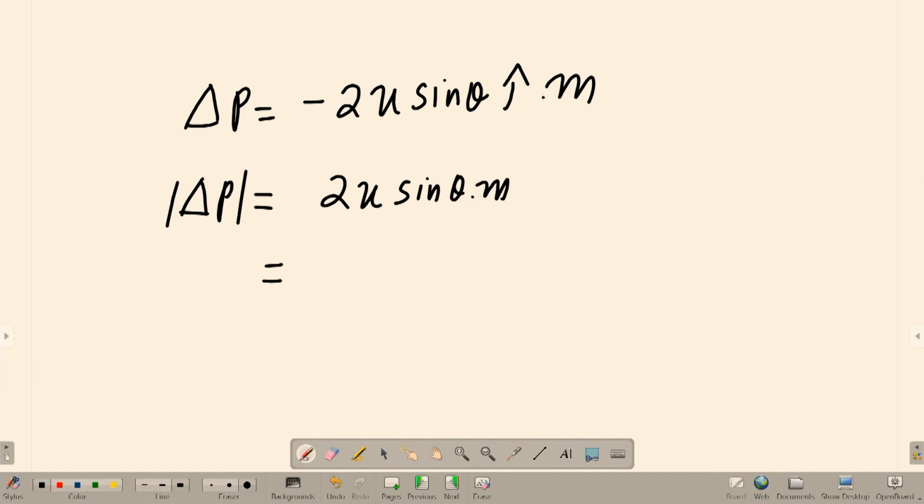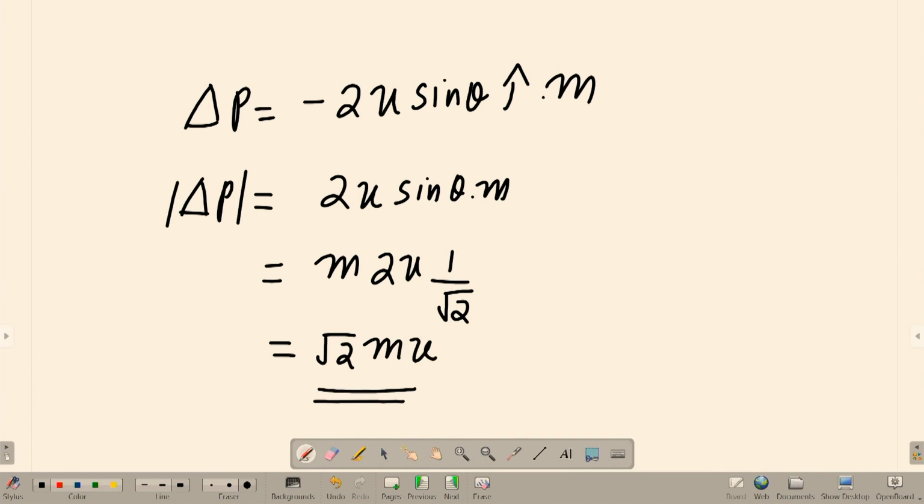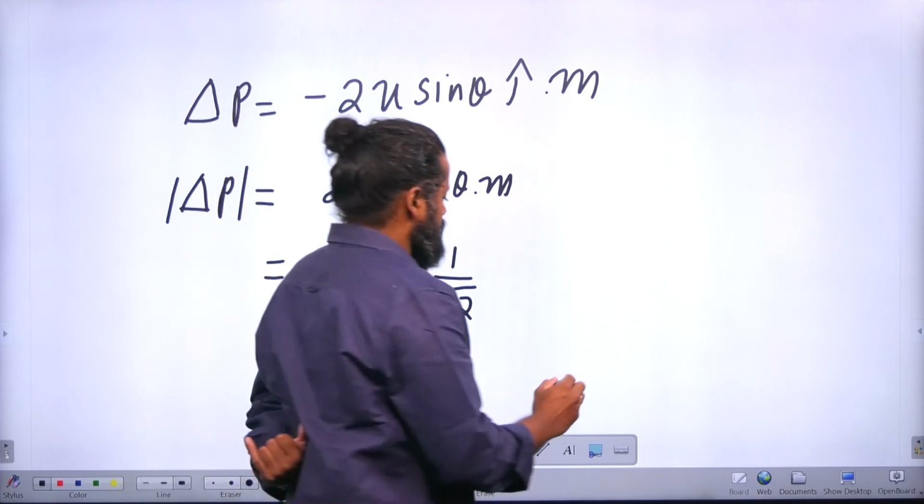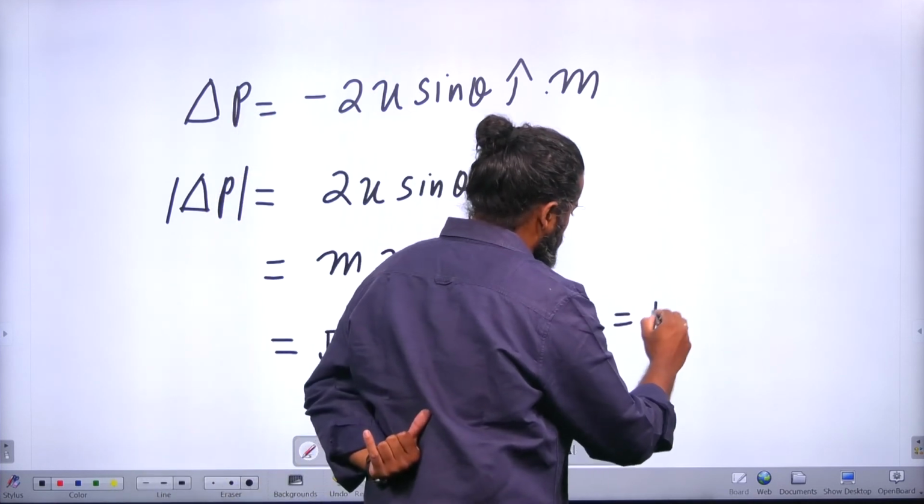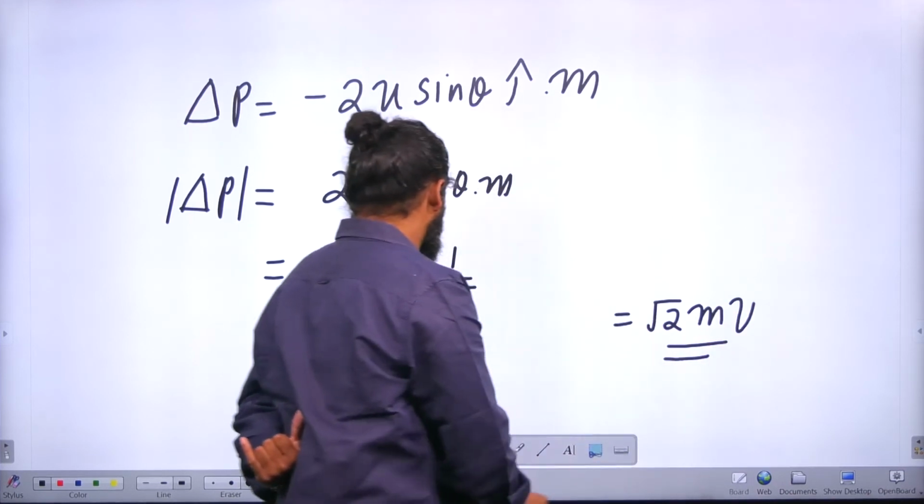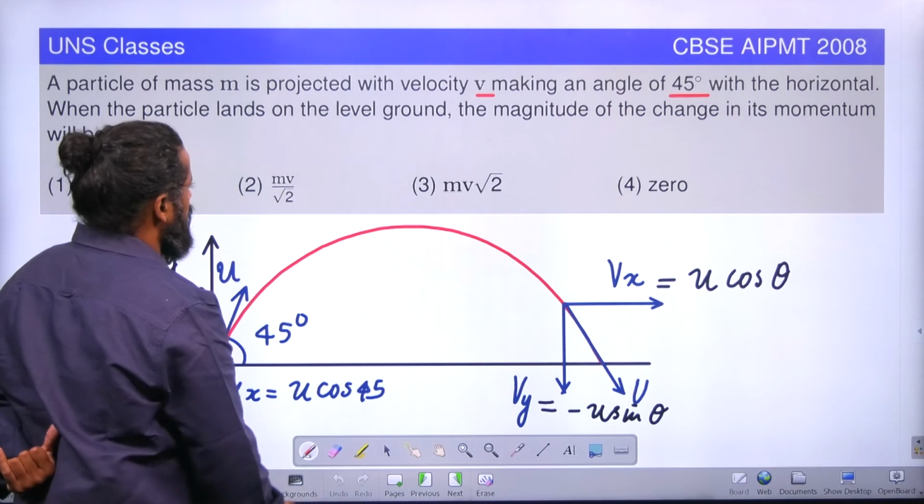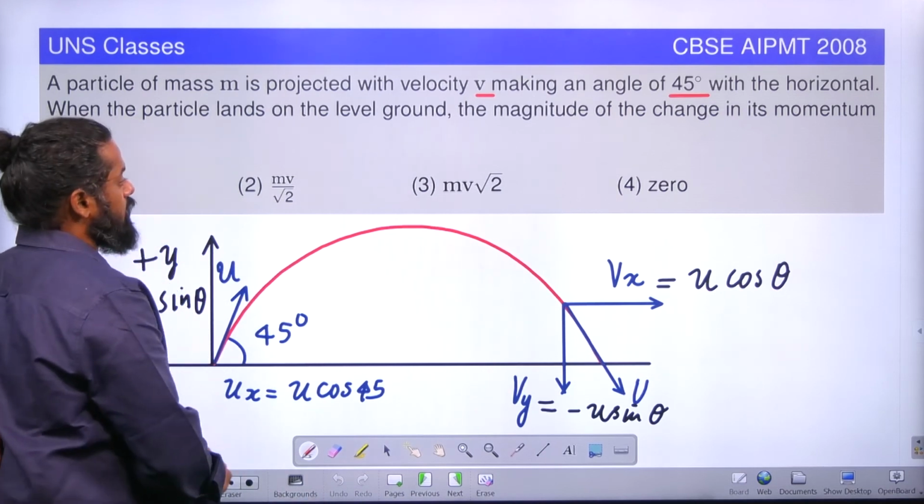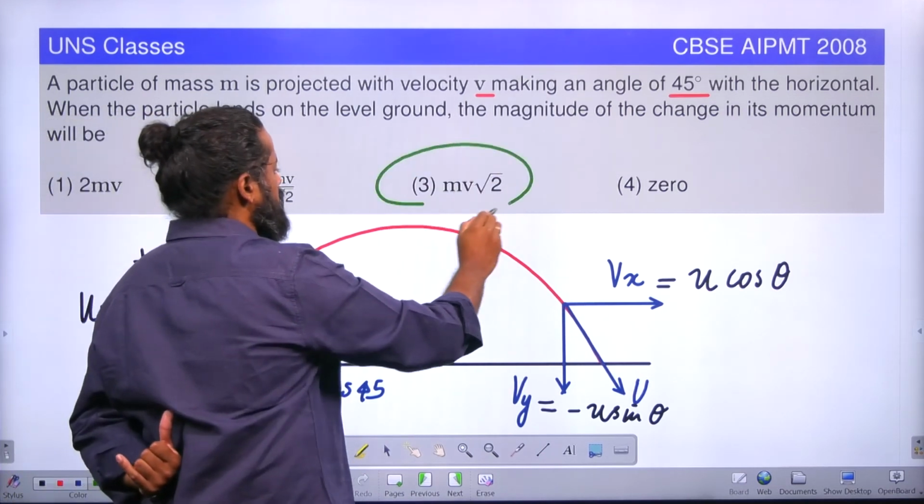So that is mass multiplied by 2u sin 45. Sin 45 is 1 by root 2, so 1 by root 2 and root 2 cancel out, and we get root 2 times m into u as the correct answer. In our question, the initial velocity is given as v, so the correct answer is root 2 m multiplied by v. Let us go to the options. The correct answer is mv multiplied by root 2. The third option is the right answer.